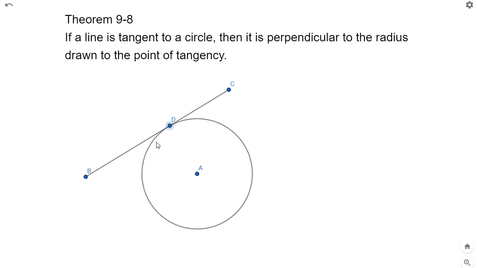Okay, so what we're saying is that if I were to draw the radius, from point A to point D, then that should create a 90-degree angle because the radius and that tangent line or segment should be perpendicular. So I'll connect another segment from A to D, and let's take a look at the measure of the angle.